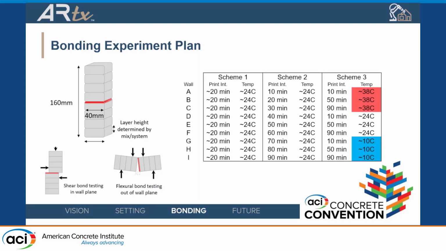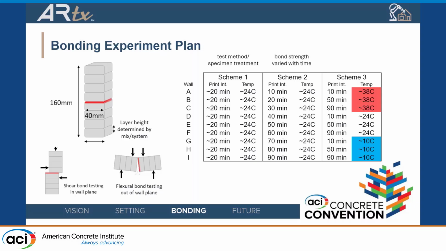In this experiment plan, we're planning to test them in shear and in flexural out of plane on 3 different schemes. So these schemes are focused, one on test method, where we print 9 walls that are all the same with an interlayer gap time that's significantly longer at the mid-height of the wall, so that we're testing just the bond strength at this one place.